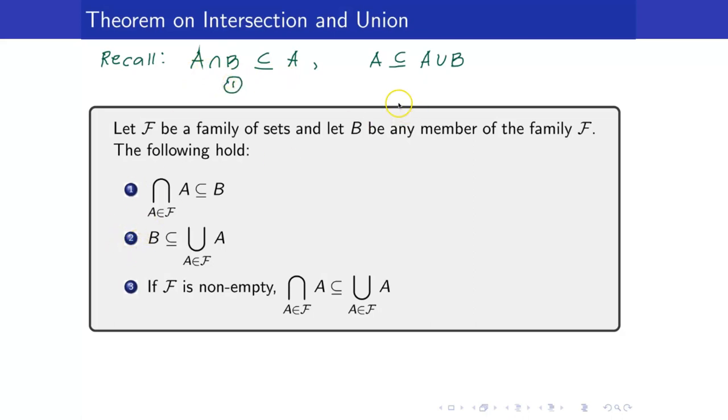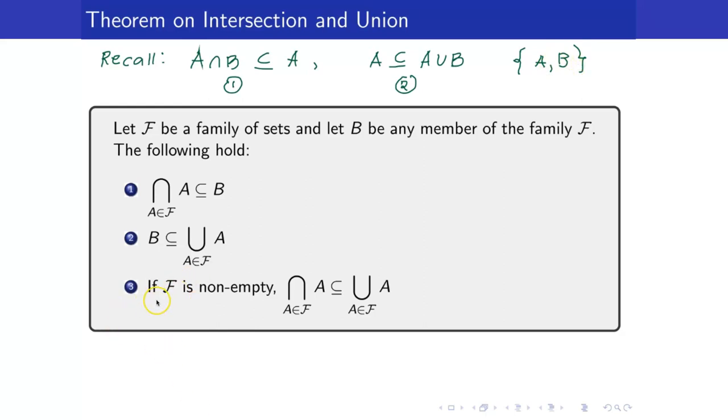And number two is a generalization of this one. So this is saying that if you get any member of the set, it will always be a subset of the union. In this green part, we are only considering the family containing the sets A and B.